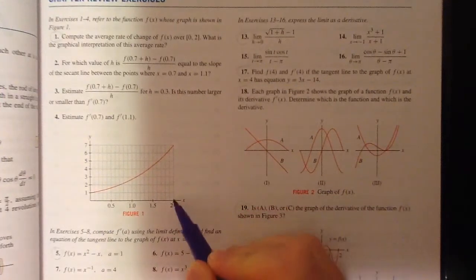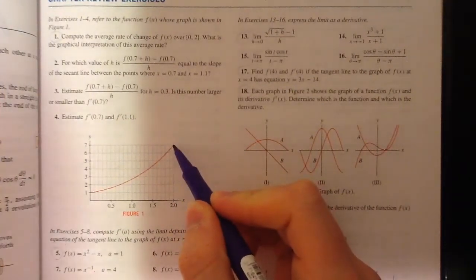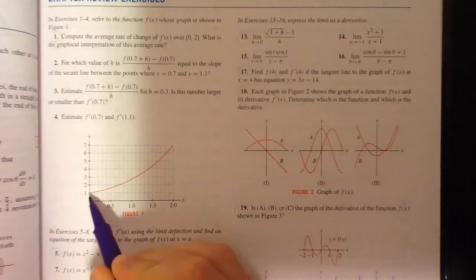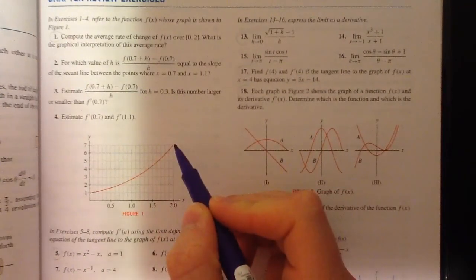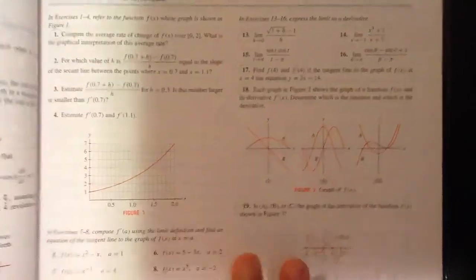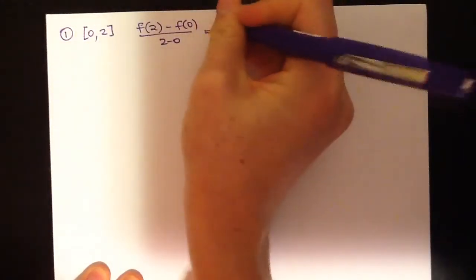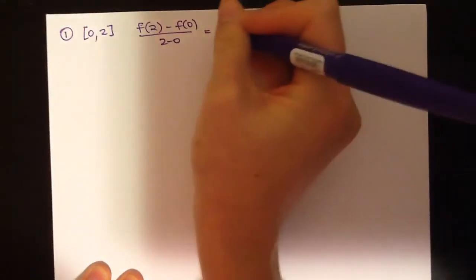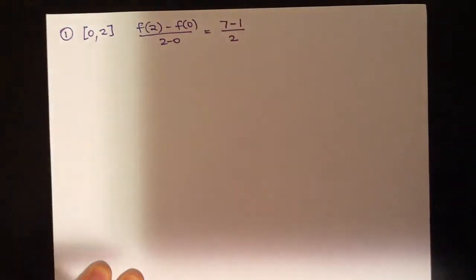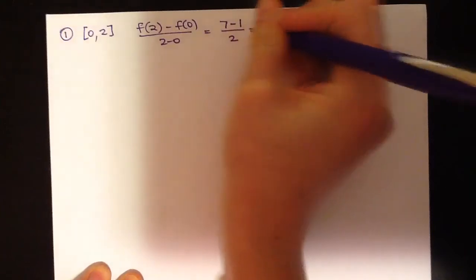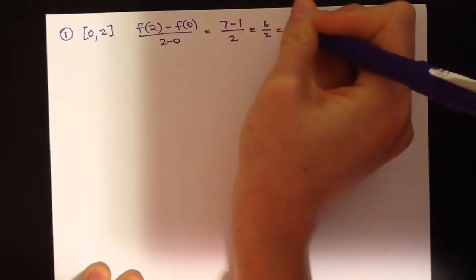So f of 2, we just follow up the scale here, and that hits a y value of 7. And then f of 0 has a y value of 1. So we can plug those in. So f of 2 is 7, and then minus f of 0, which is 1, and then over, of course, 2 minus 0 is 2, so 7 minus 1 is 6 over 2, which is 3.